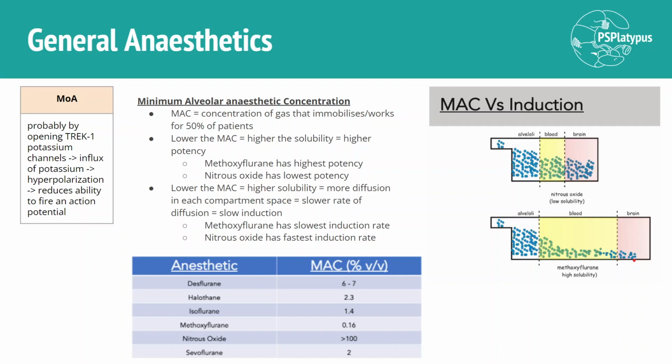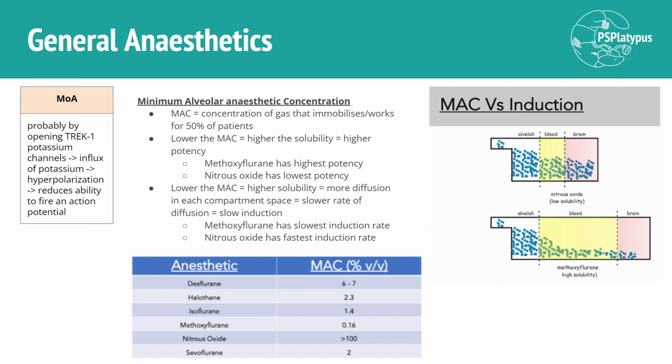General anesthetics are the next step in the sequence of putting someone to sleep so that we can operate on them in surgery. The mode of action is something like this, where essentially at the end of the day, we reduce the ability to fire an action potential. And there are a couple of concepts here that are important to understand. The first one is minimum alveolar concentration. So MAC refers to the concentration of the anesthetic gas that immobilizes 50% of patients.